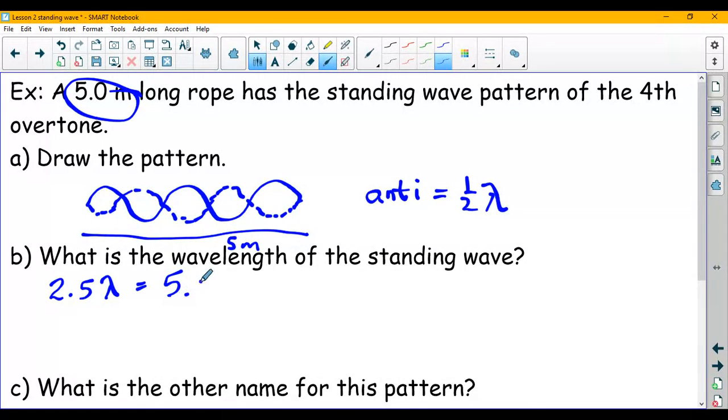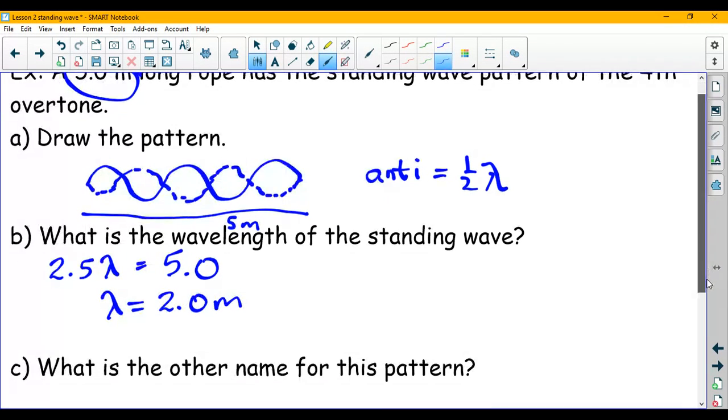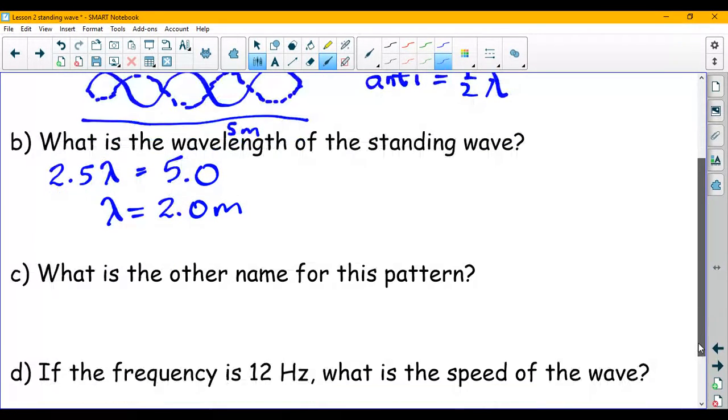So that means finding the wavelength is super easy, because if there's 2.5 wavelengths in 5 meters, I just have to divide, which means the wavelength is 2 meters long. I just divide 5 by my 2.5. I basically set up my own equation using the pattern.